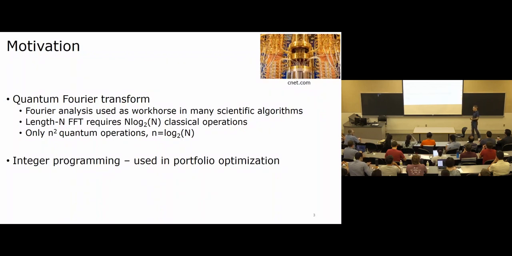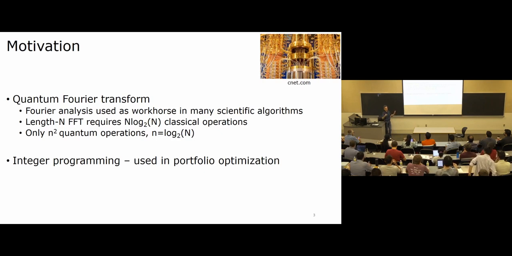The quantum Fourier algorithm: whereas we study the fast Fourier algorithm in the classical world, and it's celebrated for being capital N log N, in the quantum world, it's lowercase n squared. And lowercase n is the log of capital N. So to put this in perspective, lowercase n is 100, and capital N is 2 to the 100. In the classical world, more than 2 to the 100 floating point operations, and in the quantum world, the square of 100. Pretty cool. There are also applications to integer programming, which is used in portfolio optimization and other problems.